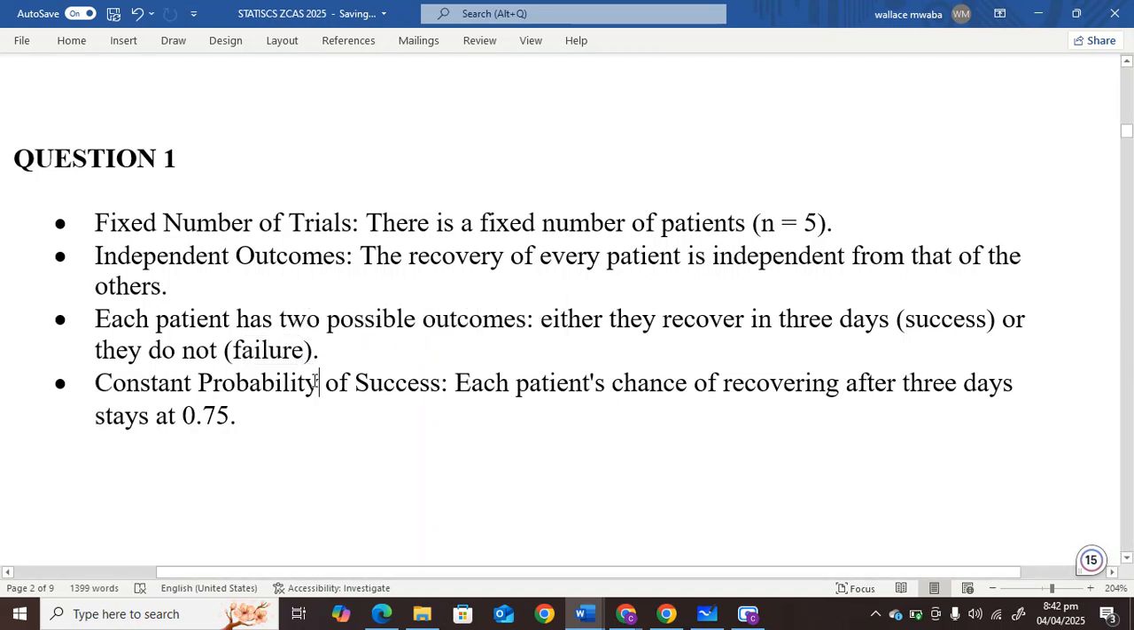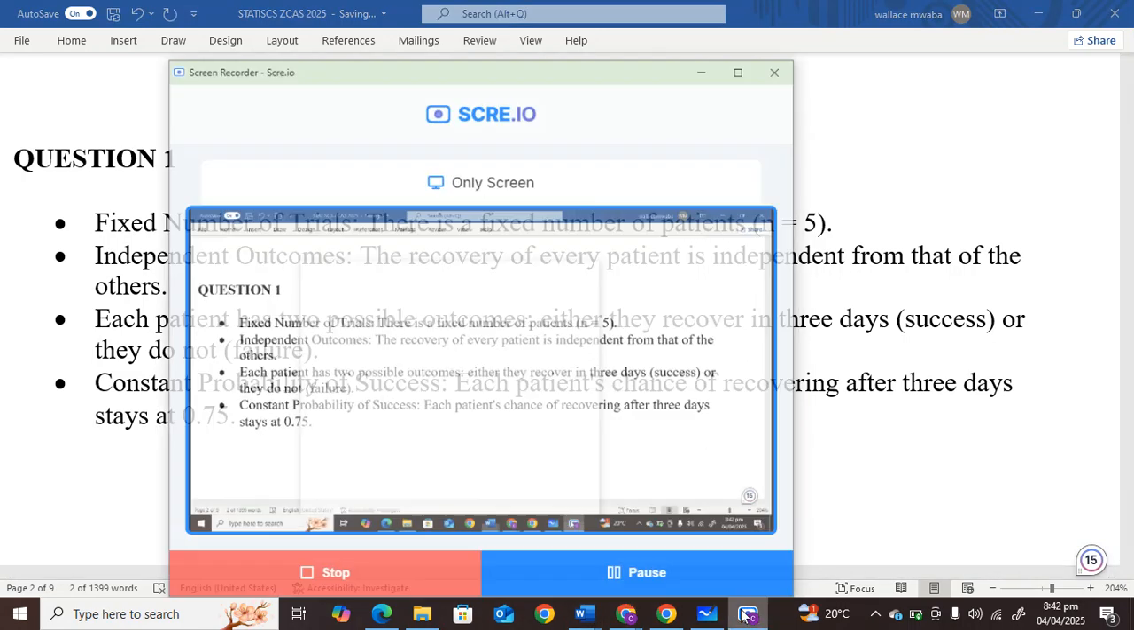And the final condition, there has to be a constant probability of success, meaning for each of these 5 patients, the probability of them getting cured should all be 0.75. Not one has a probability of 0.75, the other one 0.45, the other one 0.35. No. Everyone who's taking part in this experiment, the probability of recovering should be the same, okay, which is 0.75, which was given to us in the question. So these are the 4 conditions that you need for a binomial distribution.